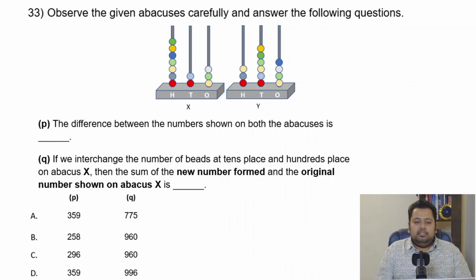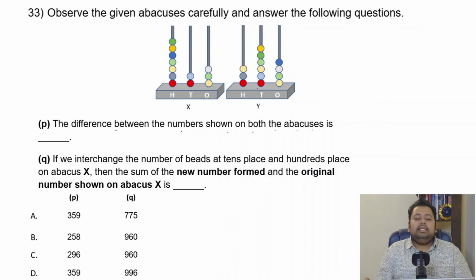Observe the given abacuses carefully and answer the following questions. Right? First of all, find out what are the numbers that you see in the abacus. Correct? The difference between the numbers shown on both the abacuses is dash. So first find out what the numbers are, and then you have to just find out the difference of it. Easy, very easy. Right?